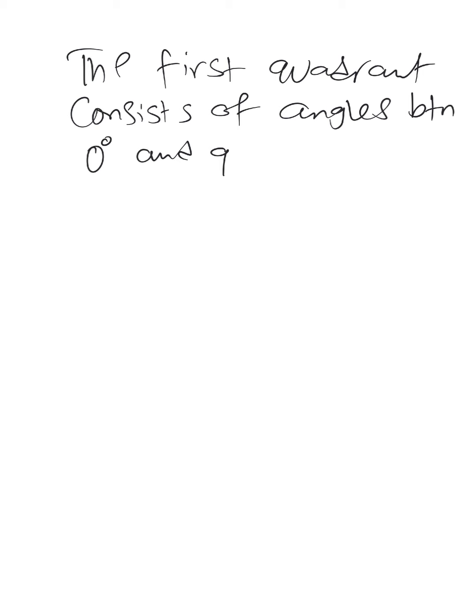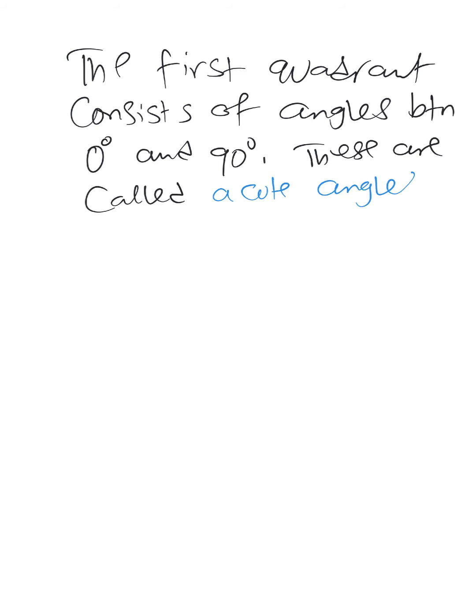So what happens in the first quadrant? The first quadrant consists of angles between 0 degrees and 90 degrees. Angles between 0 degrees and 90 degrees are in the first quadrant, and these are called acute angles. From the word acute, just add a and you get the name of the angles in the first quadrant. They are called acute angles.